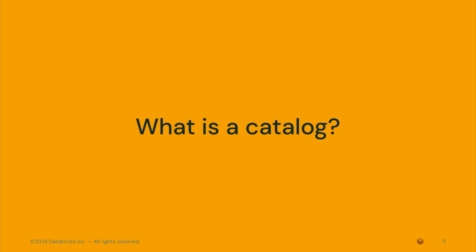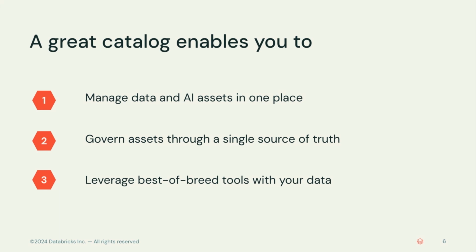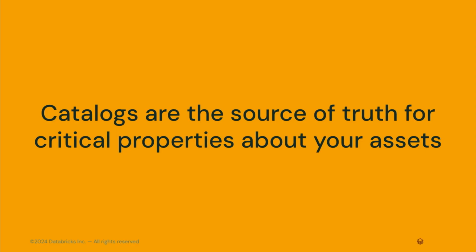Okay, so what is a catalog? I gotta stand behind this podium. I'll first start with the high level, marketing speak, but basically a great catalog enables you to manage your data and AI assets in one place, govern assets through a single source of truth, and leverage best of breed tools with your data. This is where we started Unity Catalog several years ago. This is the thesis that we started with, that we wanted to accomplish these things.